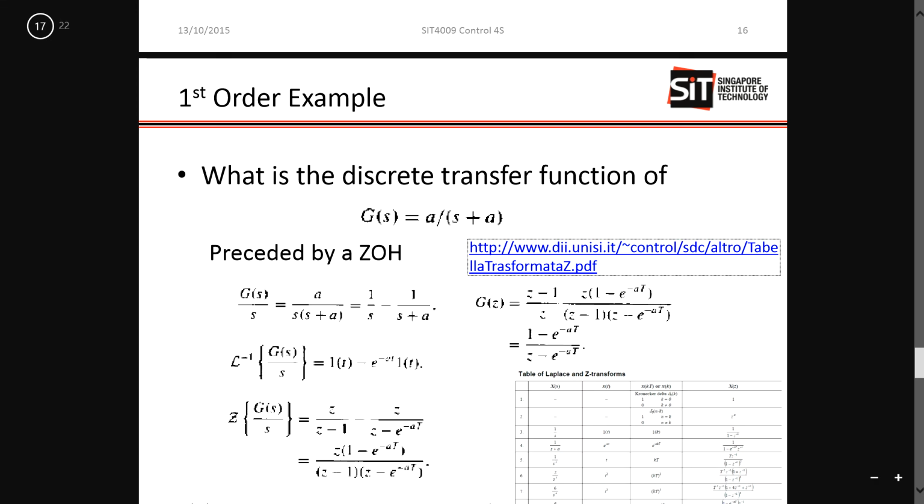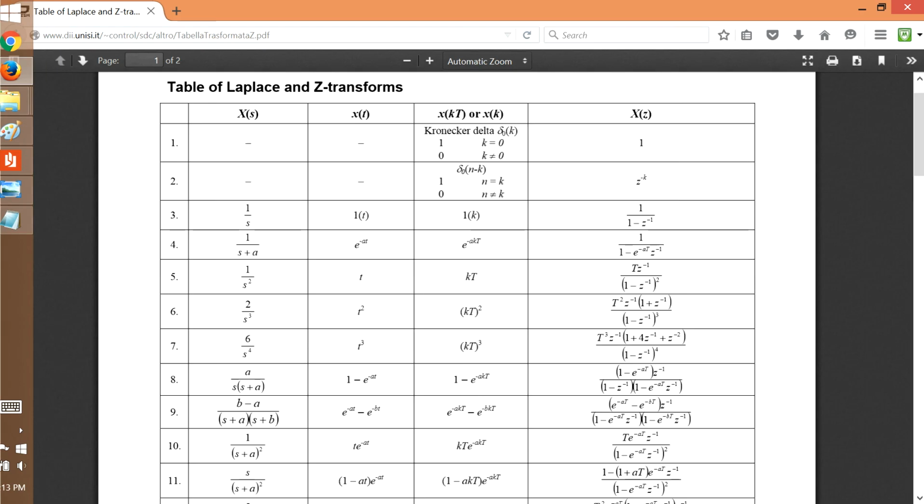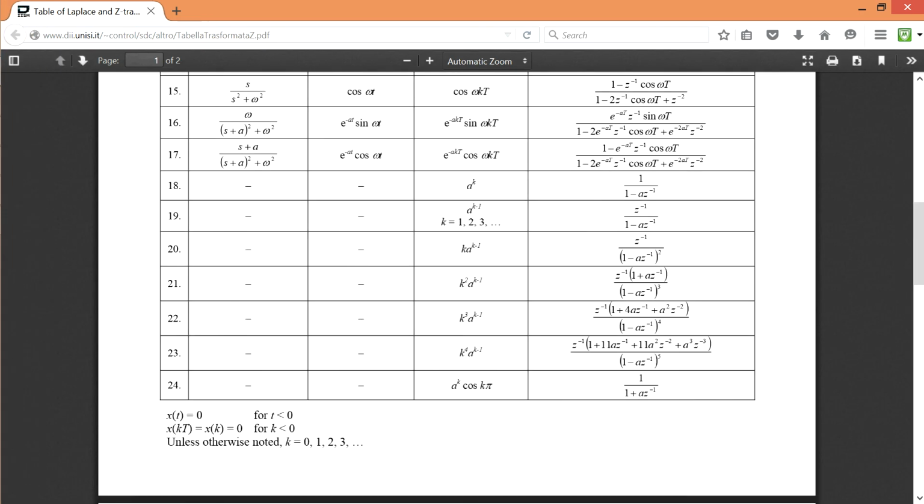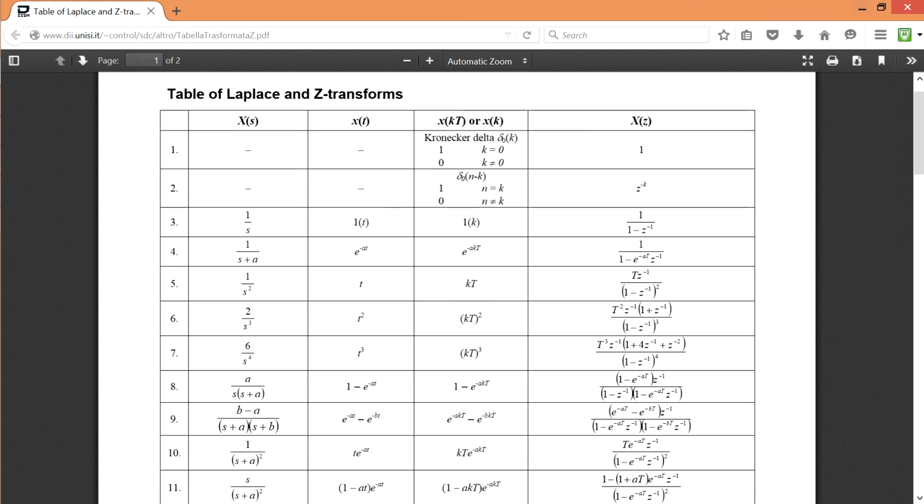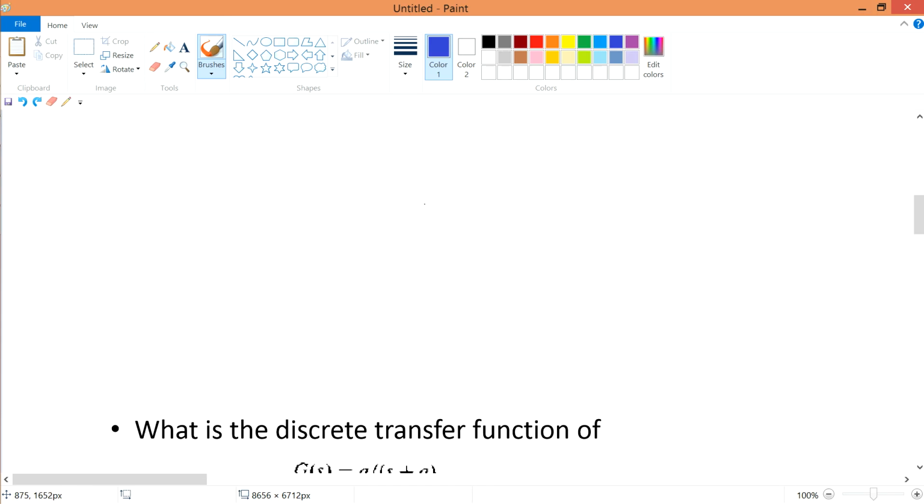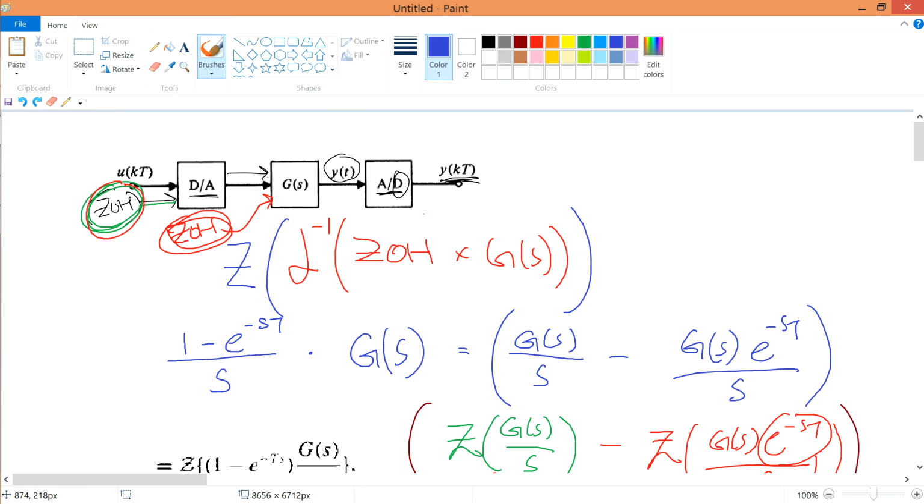I highly suggest you click this link in your PDF so you can go to the slides over here. This is the z table, a pretty full-fledged table. And I think this is it for this series, dealing with the zero-order hold and how it's applied from digital to analog and analog to digital. I shall see you soon in other stuff.